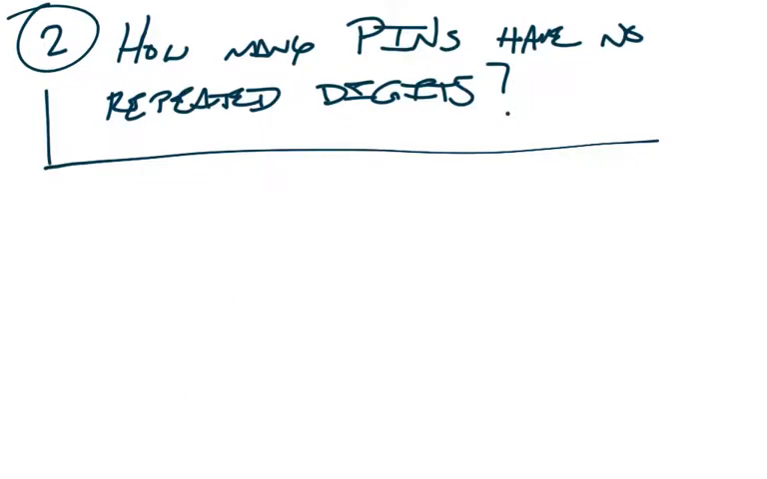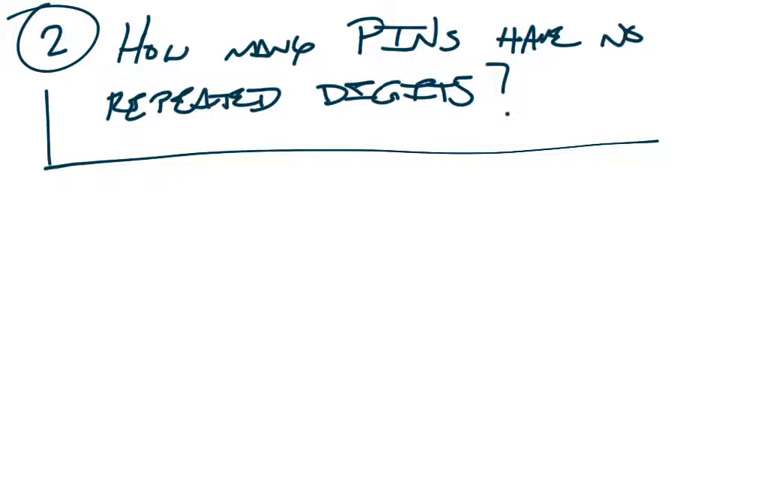All right, so let's move on to a slightly more complicated version of the same problem. How many PINs are there? And here I'm going to use the same established idea that a PIN is something that has 4 positions in it, and every position is a digit between 0 and 9. All right, so how many PINs have no repeated digits?